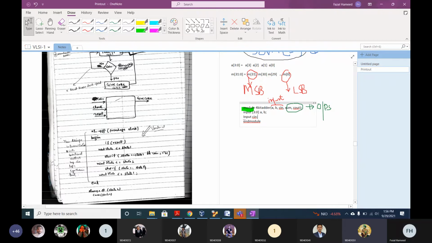Okay. What about the sum? How can we write for the sum? Output [3:0] sum. Very good. What about C out? Is C out a 1 bit signal or a multi-bit signal? 1 bit. Output C out.